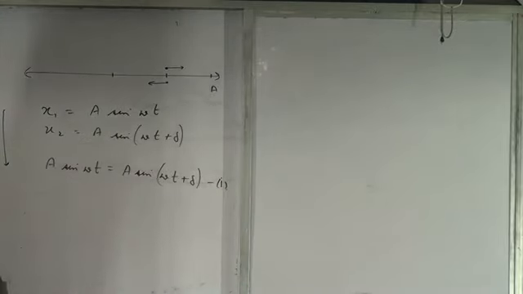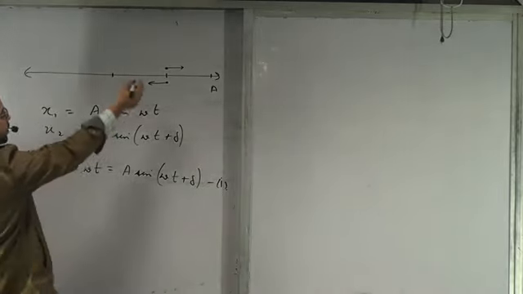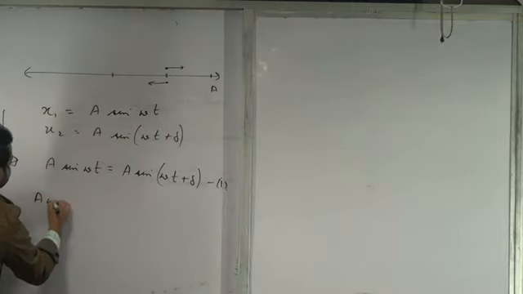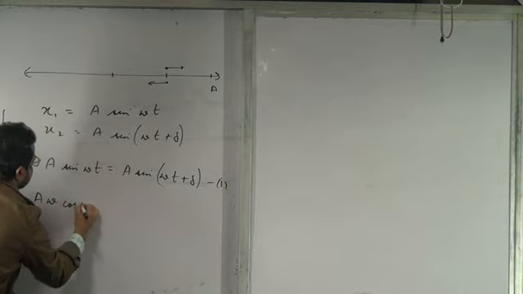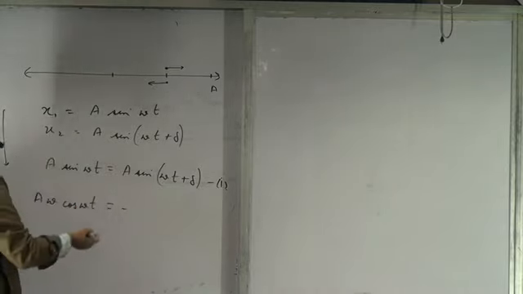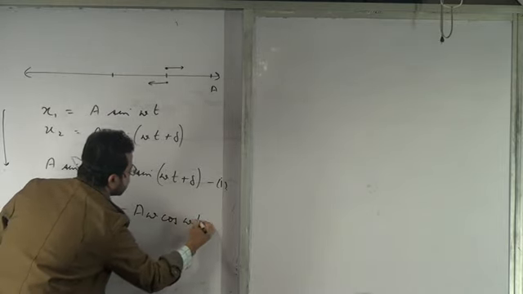What else do we know? What about the velocity? The velocity, only the magnitude would be same, but the direction would be opposite. That means what will be the velocity of particle 1? The particle 1 will have a velocity of a omega cos omega t, and this should be negative of a omega cos omega t plus delta.